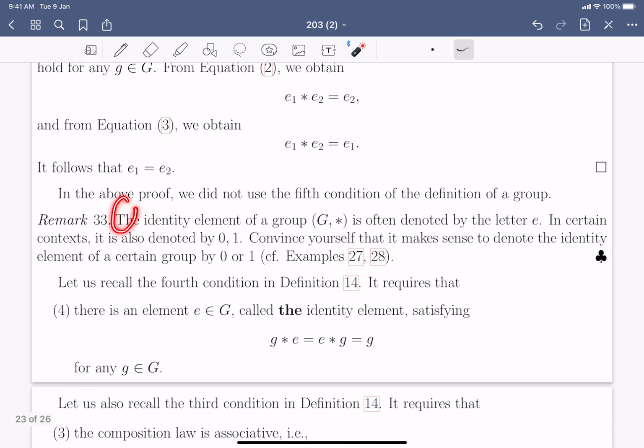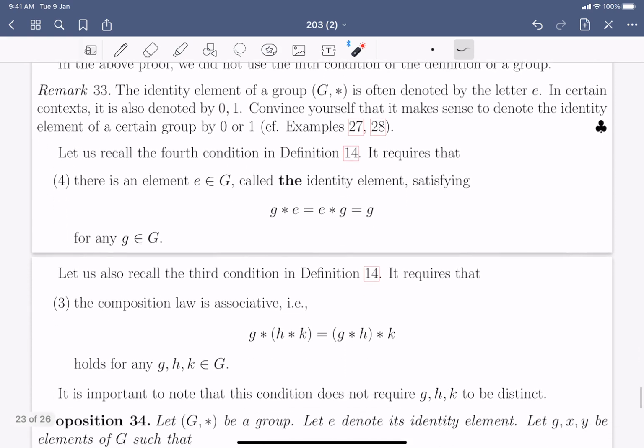Okay. So the identity element of a group G comma star is often denoted by the letter E. This is a standard convention. But you will also see certain other conventions here. Sometimes it is also denoted by 0 or 1. Make sure that at certain points one can indeed use these notations to denote the identity element. Just go back to some of the previous examples, you will see.